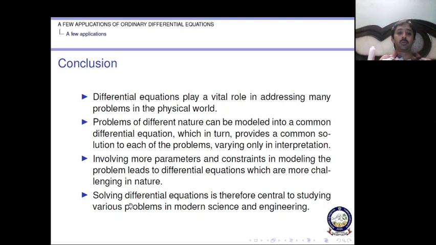So to conclude, solving differential equations is going to be central and very important in studying various problems in modern science and engineering.